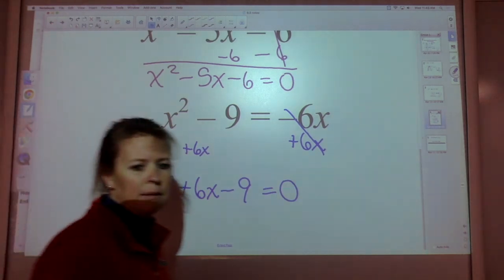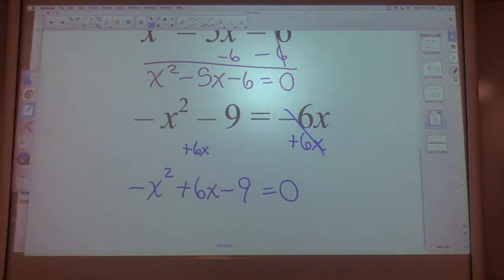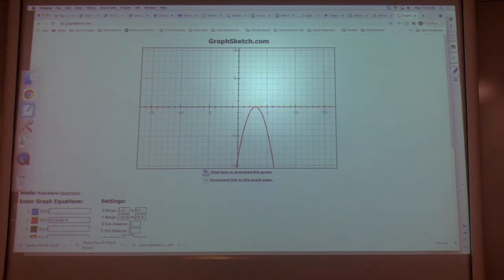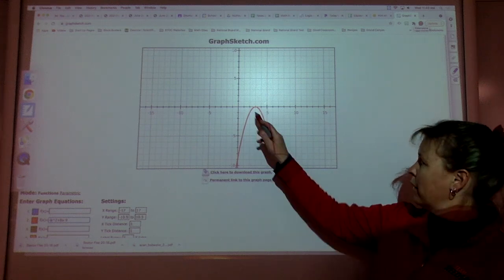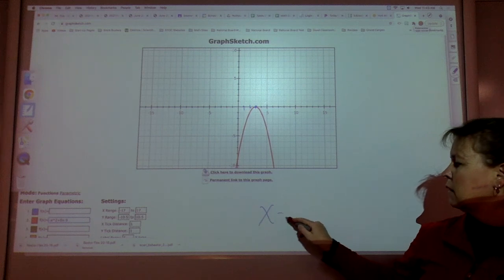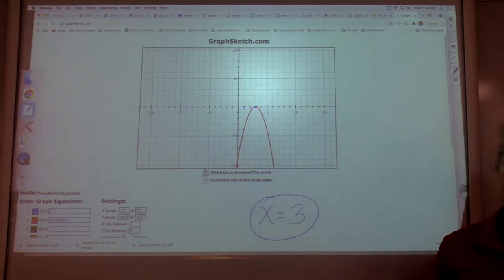Type it in. Let's see what we get. Last one. Long notes. But at least I'm not making you graph all these by hand. Negative x squared plus 6x minus 9. Let me clear all this ink out of here. It looks like it does hit the graph, but it only hits it once. Where is that one spot? 1, 2, 3. So our final answer is x equals 3. And there is only one answer for that.